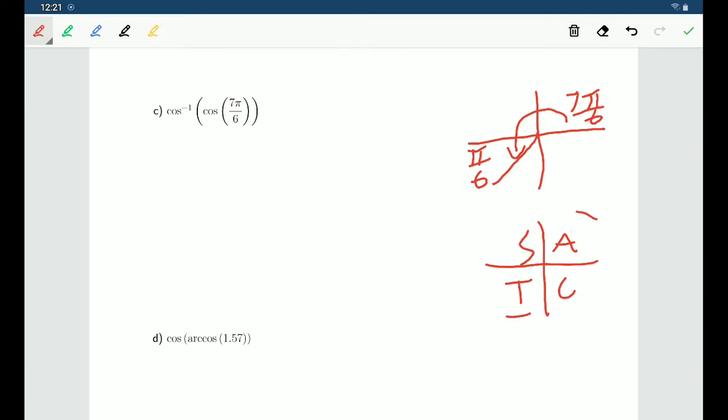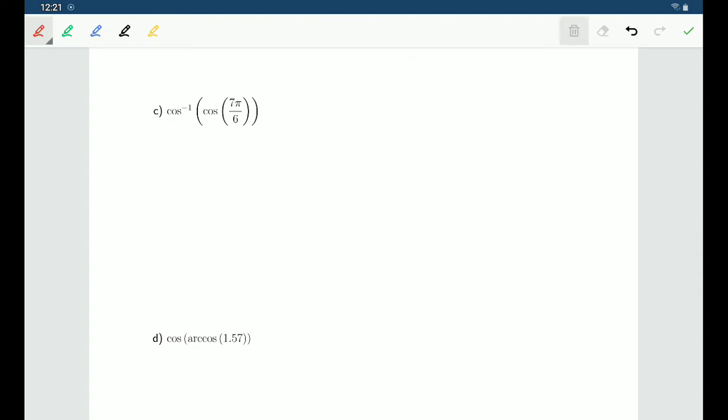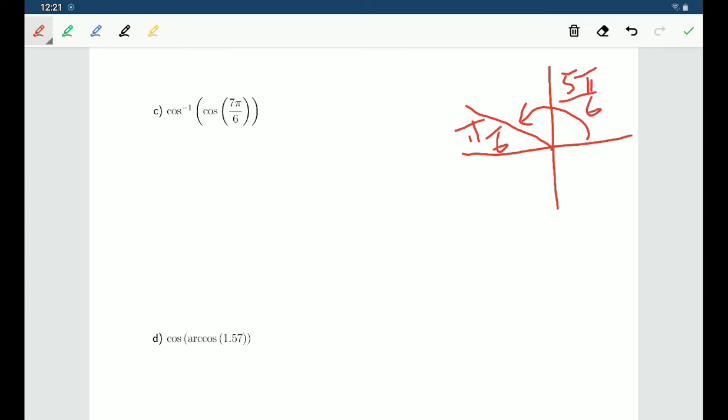Cosine inverse, of course, is only going to give me something in quadrant 1 or quadrant 2, and since cosine of 7 pi over 6 is negative, cosine inverse will give me an answer that's in quadrant 2 because that's where cosine is also negative. So that means that the angle that I'm talking about is going to be one that's in quadrant 2. It'll have the same reference angle of pi over 6, so that means the angle that we're talking about really is 5 pi over 6.